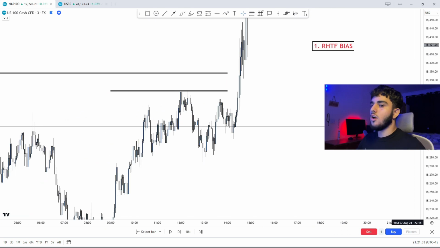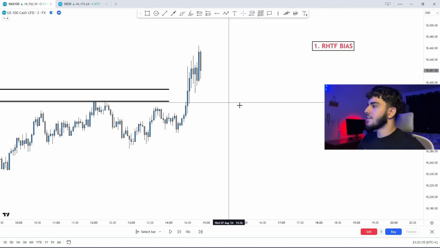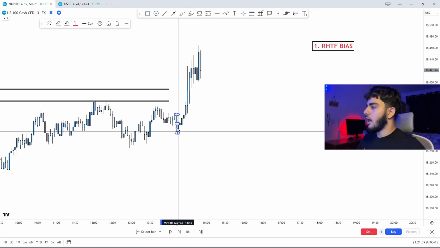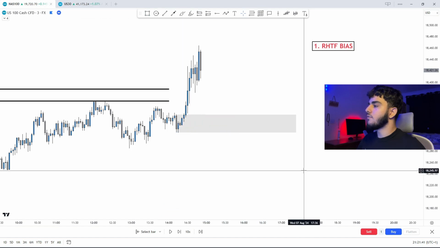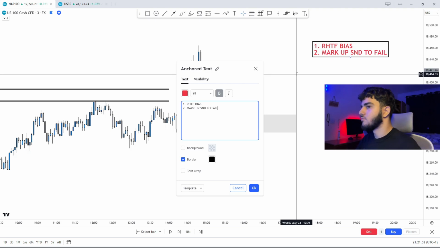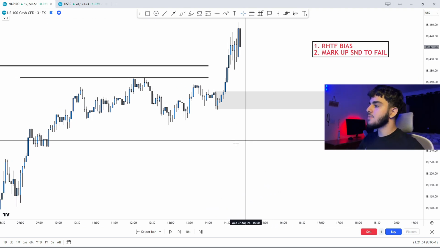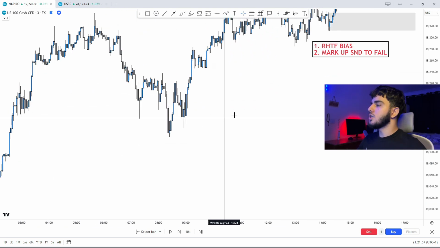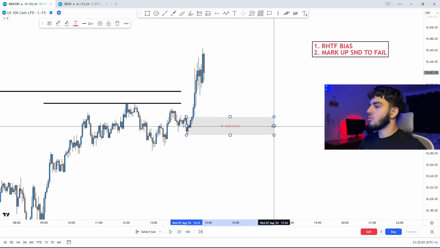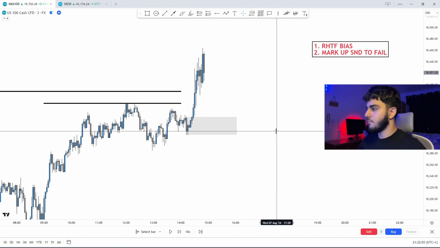Okay, so now that we have the sweep, price has swept, we're going to look for our shift in structure and essentially our failure of demand at this demand zone. So that is step 2, which is to mark up S&D to fail. And as we can see in this case, because we are previously bullish, we need to mark up the demand zone which is going to fail, which is this demand zone right here. We want to see this demand zone fail.